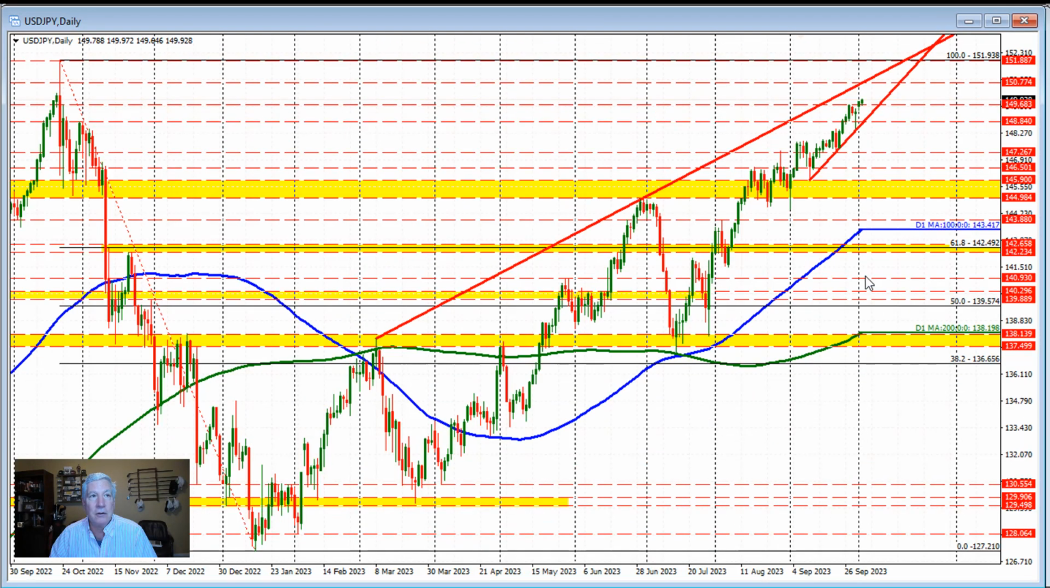If I go to the daily chart and look at it, one thing that is of significance here is that the price did hold support against this trend line right through here in trading last Friday and pushed back to the upside.